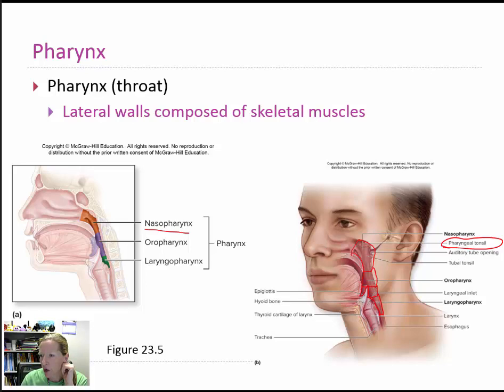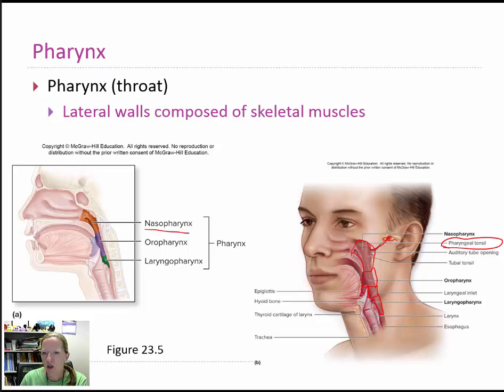You are also going to have the opening to the eustachian tube, that auditory tube. So that's why sometimes if you get an upper respiratory infection, it can affect the pharynx, and then travel up and affect the ear as well, because it's going to be continuous. Remember, the epithelium here is a pseudostratified ciliated columnar epithelium. Look at that, it's continuous with the nasal cavity.